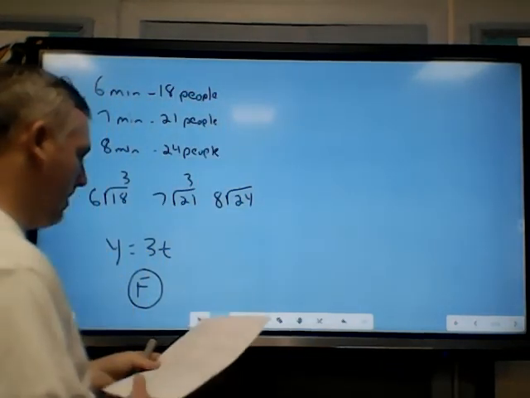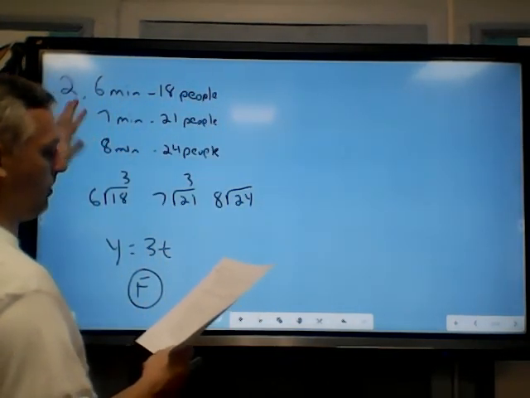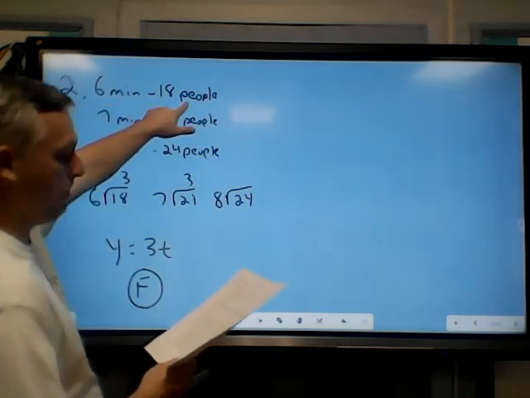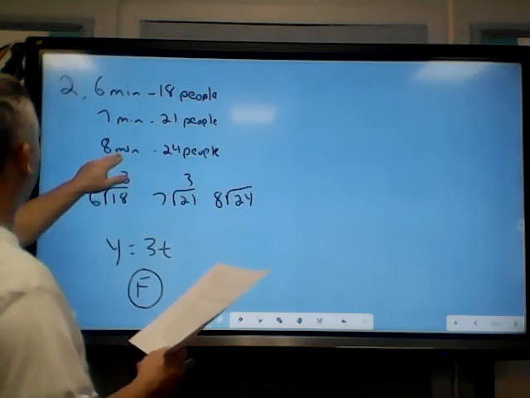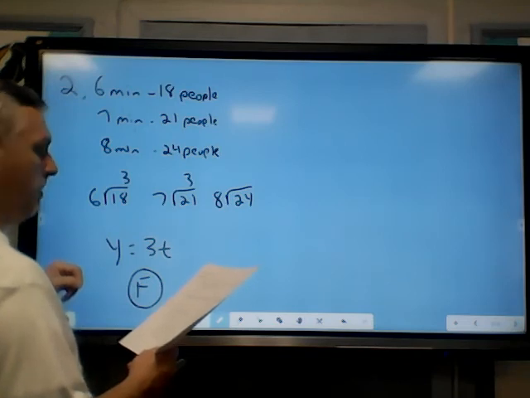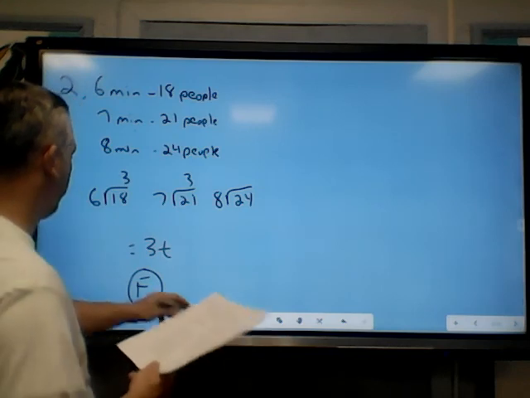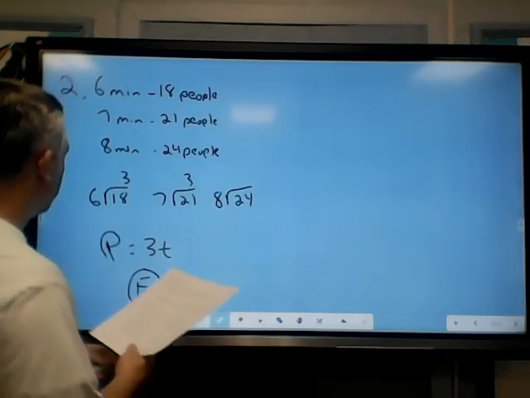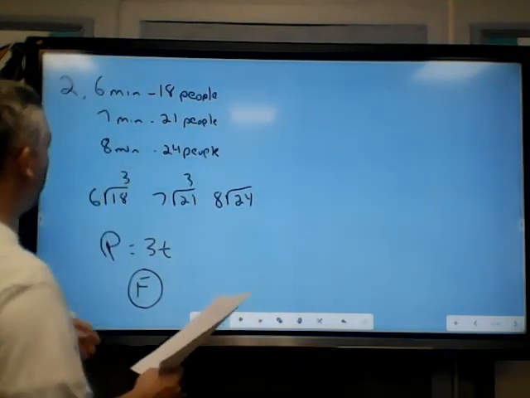Now, number two, not on the test, but I just want to go over it. It says, standing on a street corner, you observe that in 6 minutes, 18 people went by. In 7 minutes, 21 people went by. In 8 minutes, 24 people went by. They want you to write an equation and let P be the number of people. Oh, so instead of y, put P here. So P must be the number of people. Let T be time in minutes.